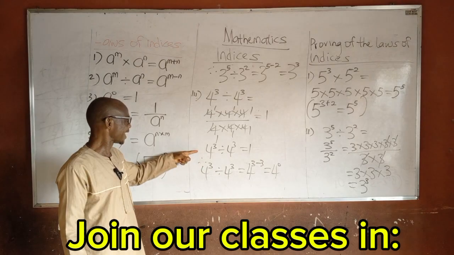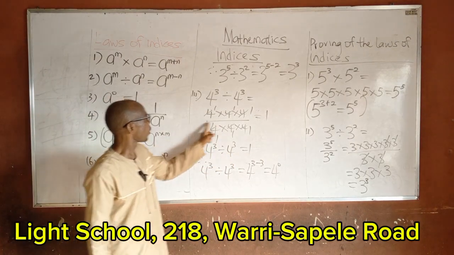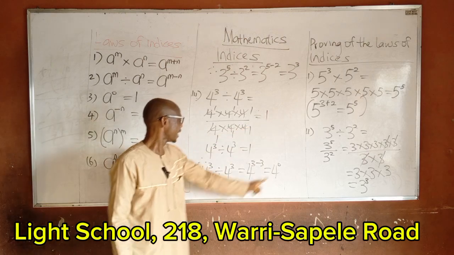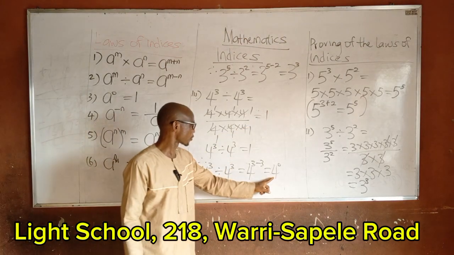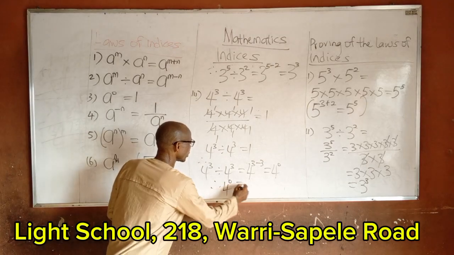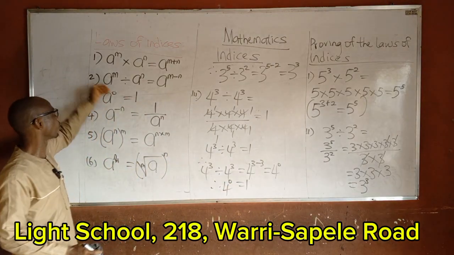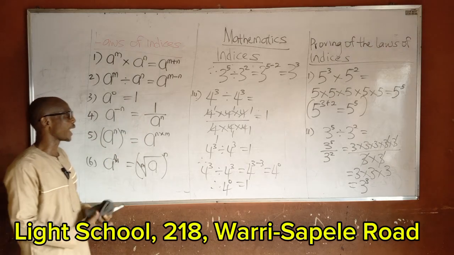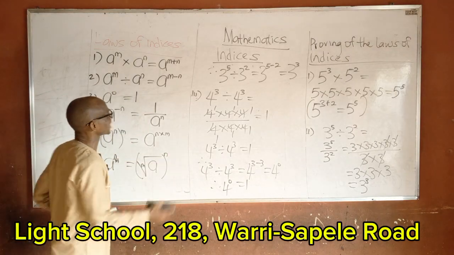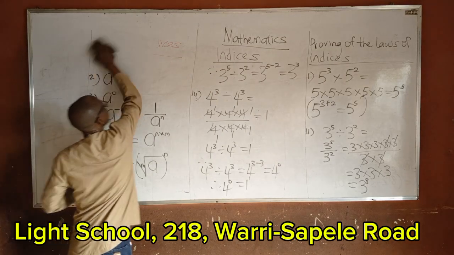So you can see here now that 4 raised to the power 3 divided by 4 raised to the power 3, when we evaluate it, is equal to 1. And when we subtract it here, it gives us 4 raised to the power 0. It therefore means that 4 raised to the power 0 is equal to 1. So we see that a raised to the power 0 gives you 1. Now let's look at another of the laws that we are going to prove.